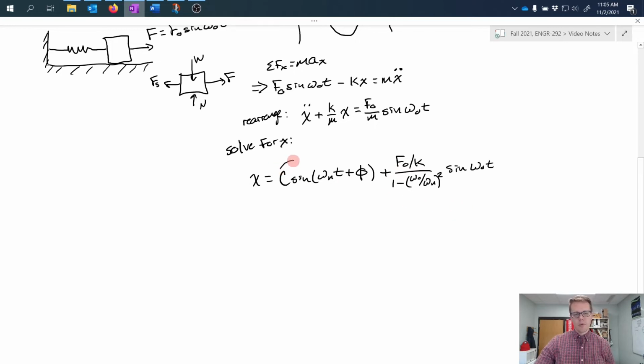This first part over here is called the complementary solution, and this is due to the free vibration. And because it's a result of the free vibration, we're going to assume that it's going to dampen out. Because of friction and other losses, any free vibration portion of our solution is going to eventually dampen out. So because of that, we call it transient, with regards to the notion that it doesn't stick around. It fades out with time.